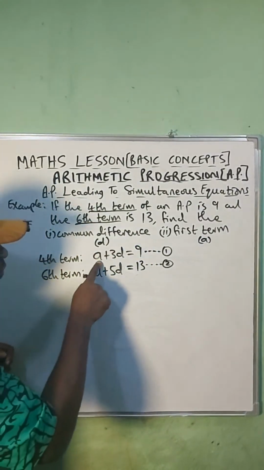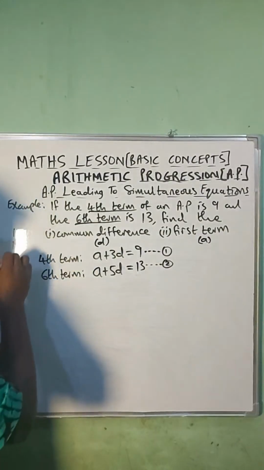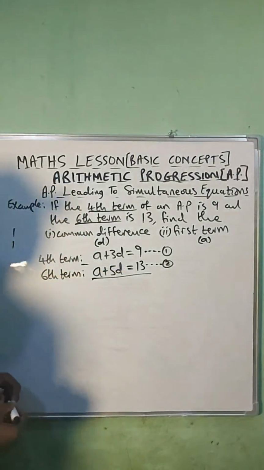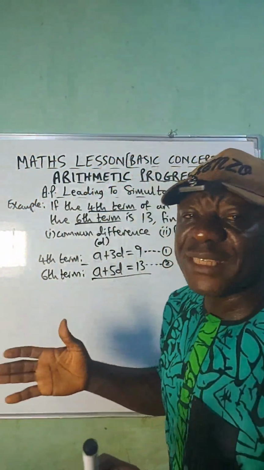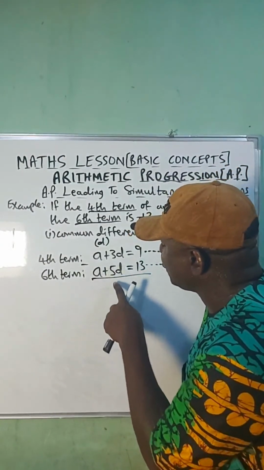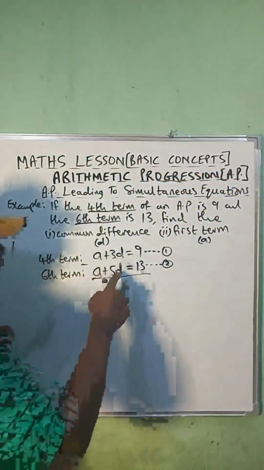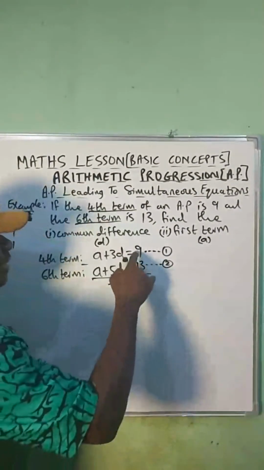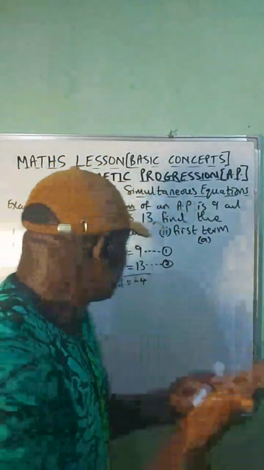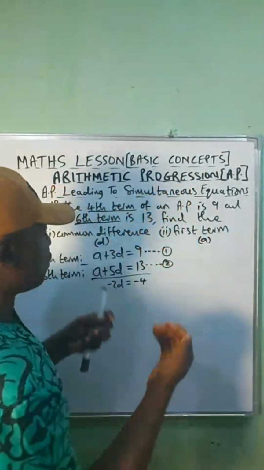I check this one. The coefficient of A is 1, and the coefficient of A also is 1. The signs are the same, so I will subtract. Many students are fond of saying A minus A is 0, 3D minus 5D is minus 2D, then 9 minus 13 is minus 4. You are wasting time doing that. Since equation 2 is bigger than equation 1, take equation 2 minus equation 1, or subtract equation 1 from equation 2. This is how you do it.